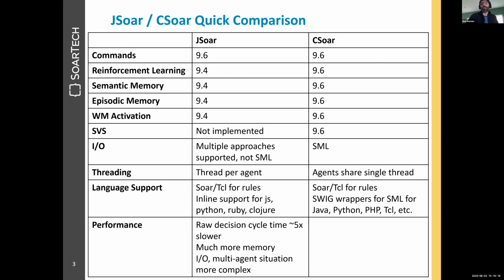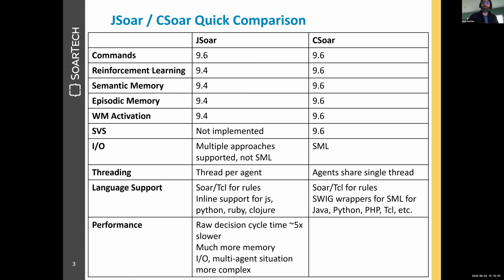Stuff like that. On the performance side, if you're talking about raw decision cycle time, say you're running a Towers of Hanoi agent and it doesn't do any IO and all it does is run as fast as possible in memory, then CSoar is definitely going to be faster, probably about 5 times faster. And JSoar will use more memory than CSoar, and largely that's because it's Java and the JVM manages memory completely differently, and minimizing memory is not typically the goal.